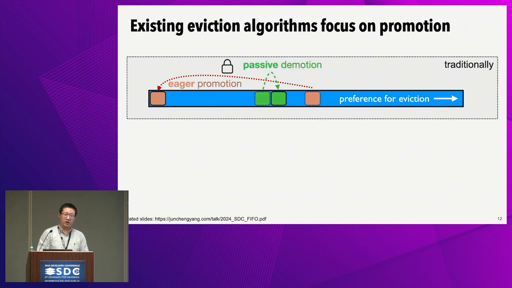What comes with eager promotion is passive demotion. When an object is moved to the head of the queue, all other objects are pushed down the queue. This push-down process is very slow. So for a new object that enters at the left of the queue, it takes a long time for this new object to traverse through the queue before it gets evicted.